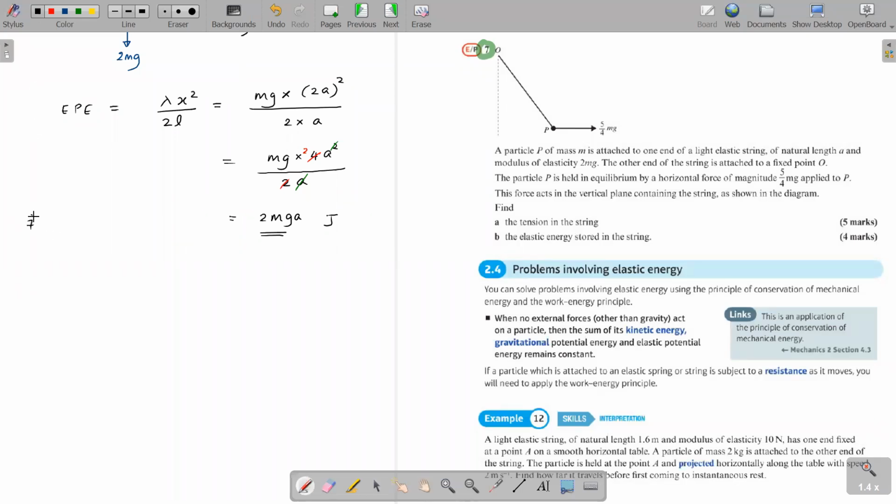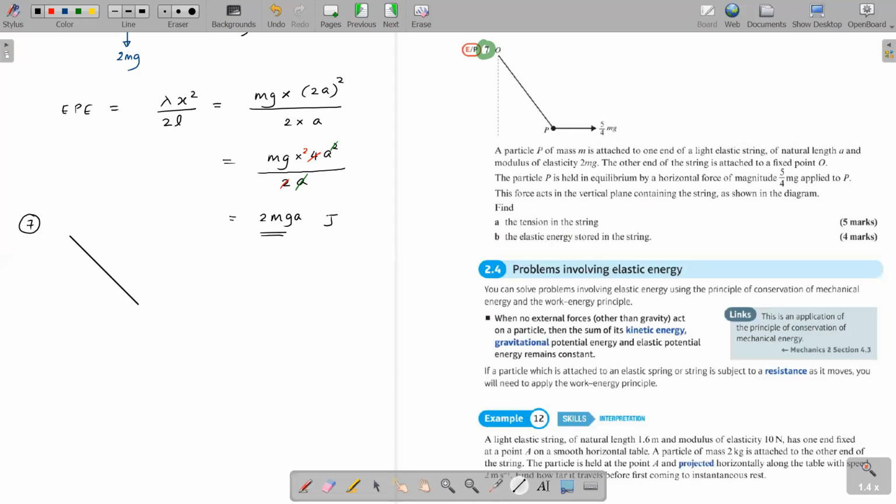Question number 7. A particle P of mass m is attached to one end of a light elastic string of natural length a and modulus of elasticity 2mg. Do you see what's happening here? Then they say the other end of the string is attached to a fixed point O. The particle P is held in equilibrium by a horizontal force of magnitude 5 over 4 mg applied to P. This force acts in a vertical plane containing the string as shown in the diagram. Find the tension in the string.